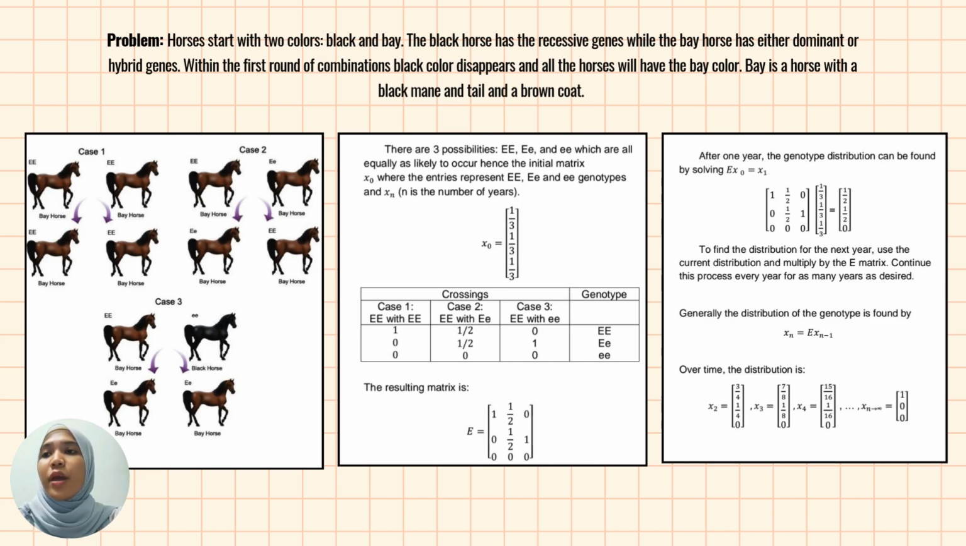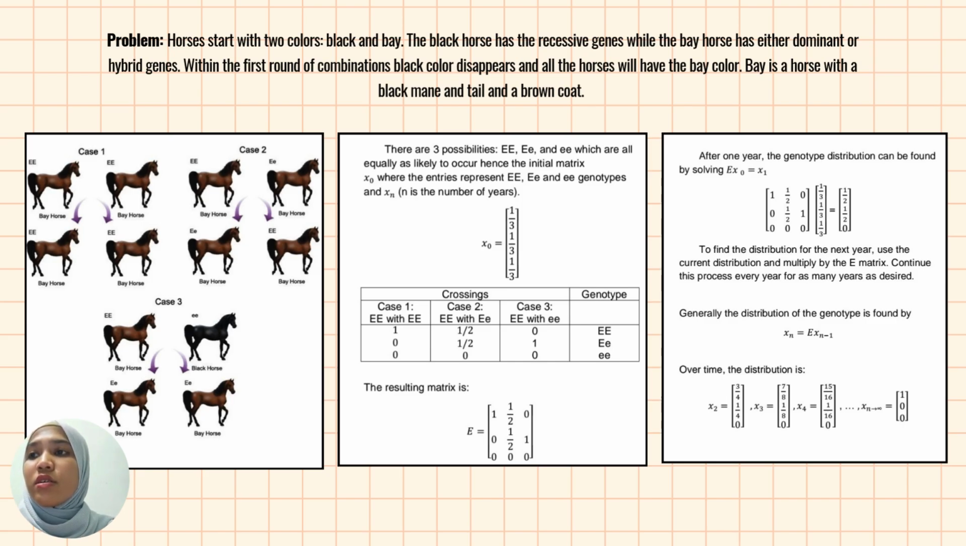So here is the problem. Horses start with two colors, black and bay. The black horse has the recessive gene, while the bay horse has either the dominant or hybrid gene. Within the first round of combination, the black color disappears and all horses will have bay color, which is a horse with a black mane, tail and a brown coat. So we want to identify the next generation of color of the horses from the methodology before.